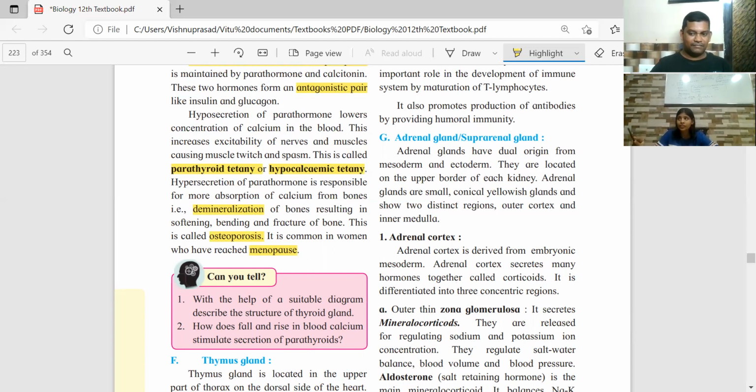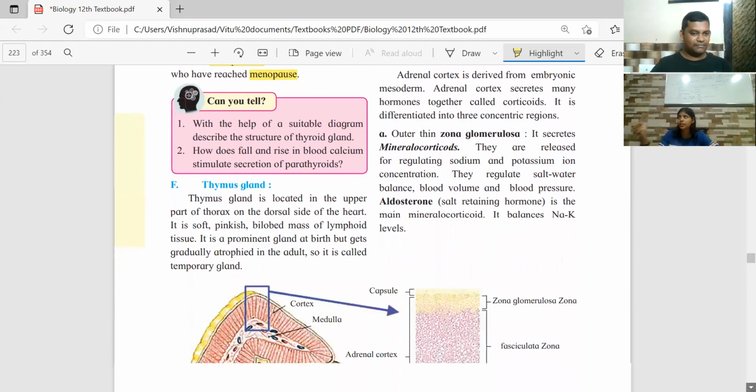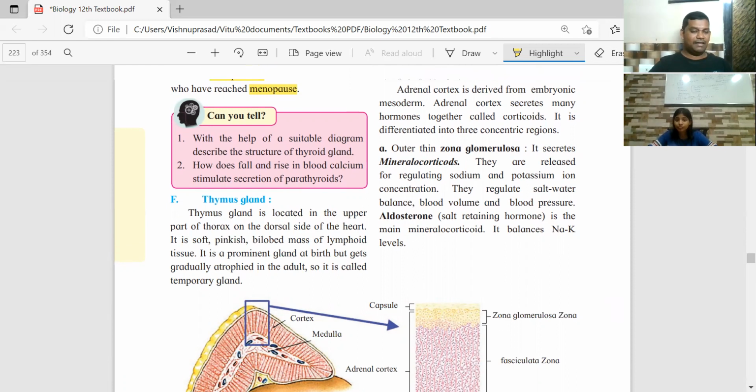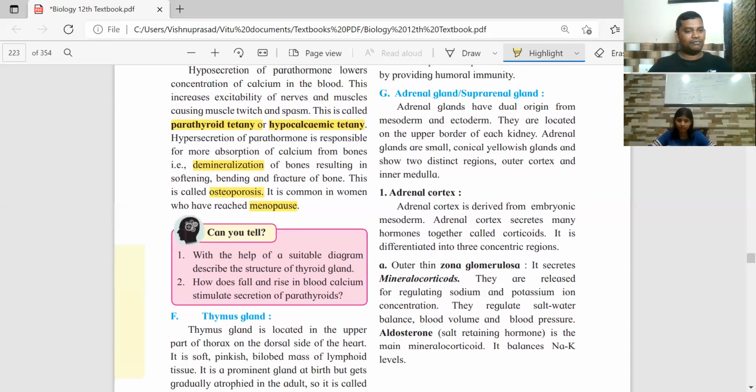Yes, when the menstrual cycle stops. Correct. In the 45 to 55 age group, when the menstrual cycle stops, the reproductive life of the female ends. At that time, there are a lot of changes associated. Just as changes happen at the time of menarche, similarly in menopause there are a lot of changes. This is one of them.